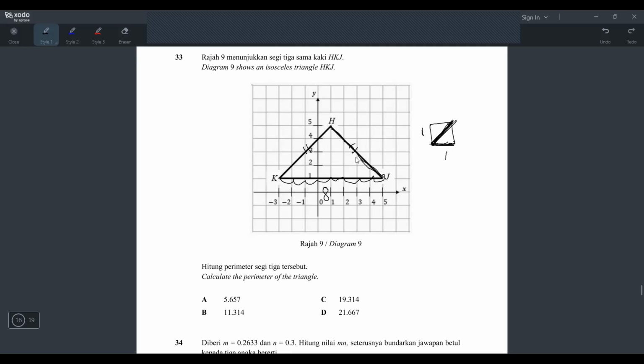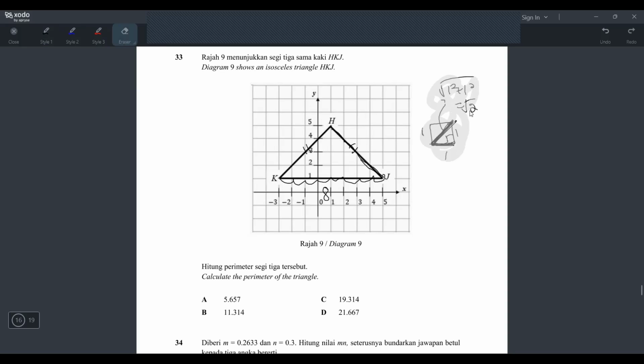So you cannot tell me 1 unit, 2 unit, cannot, wrong. Okay, then how to calculate? Use Pythagoras theorem. Because this is 90 degree, this is 1, right? So to calculate this, you have to take square root 1 square plus 1 square, which is square root 2. Okay, that's the correct way. Okay, tak apa, I will demonstrate using this question.